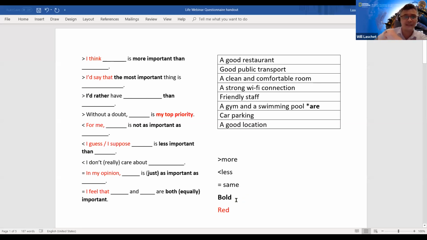We've got 2 more things that I've put here. We've got the bits that are in bold here. What are they showing us? The bits in bold, we've got more important than, the most important, not as important as, less important than, just as important as. Yeah, so basically the bit in bold is showing us the comparison. This is showing us the relationship between them.